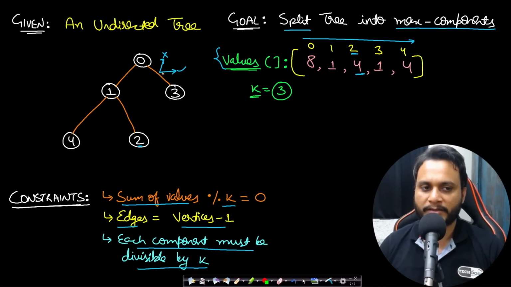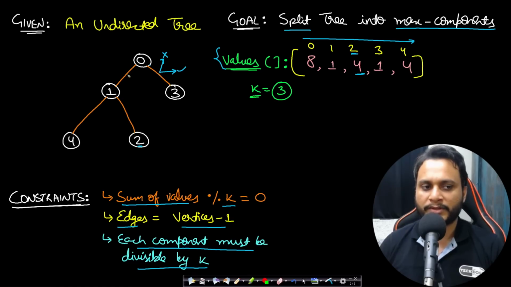Which choice is better? Now let's say I remove this edge between 0 and 3, then you have a component, and this component's sum must be divisible by k. K here is 3. So what is the value at 3? It is 1. Is this 1 divisible by 3? No. So I cannot actually remove this edge between 0 and 3, right? So this is not possible.